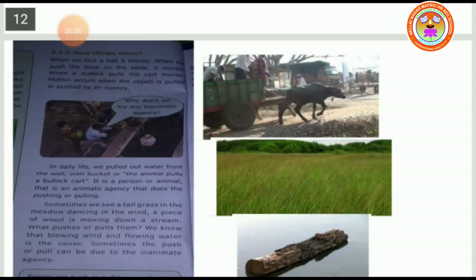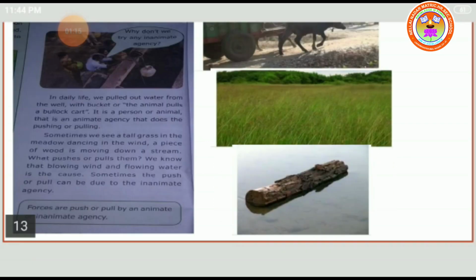When we kick a ball, it moves. When we push the book on the table, it moves. When a bullock pulls, the cart moves. Motion occurs when the object is pulled or pushed by an agency. Why don't we try to find an inanimate agency? In daily life, we pull out water from the well. That means drawing water from the well with a bucket, or an animal pulls a bullock cart. It is a person or animal, an animate agency, that does the pushing or pulling.